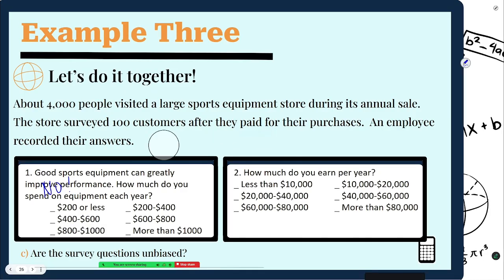And the last part of this question we've already answered. Are the survey questions unbiased? They are not. Because we are leading with 4,000 people, with good sports equipment can greatly improve performance, we're leading. We're wanting them to say that they spend more.